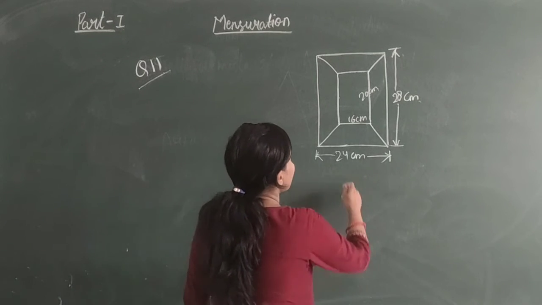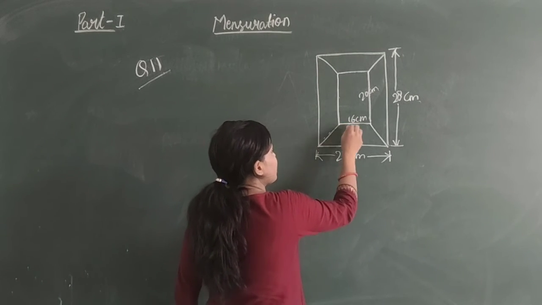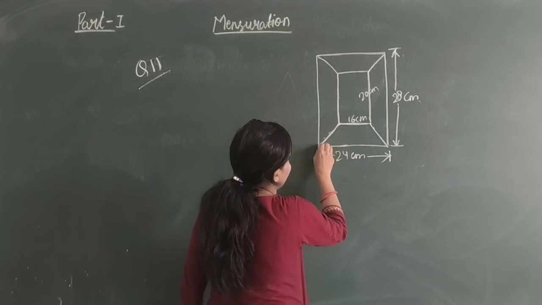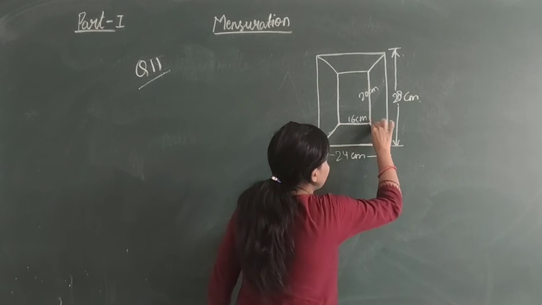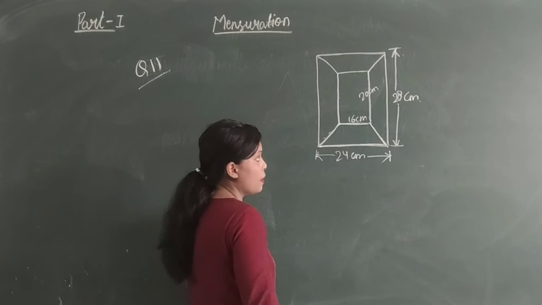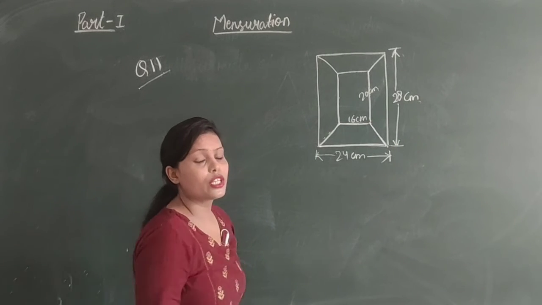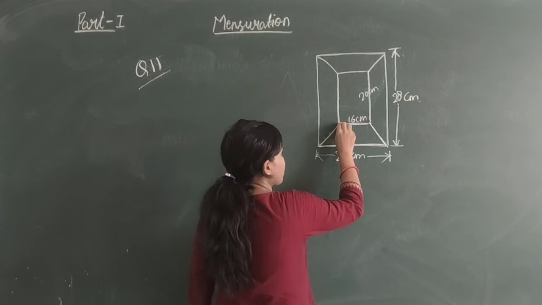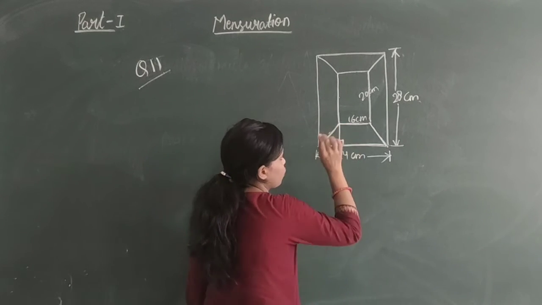Okay. So if we join these, what does it form? This is forming a trapezium, right? But for the trapezium, we need to find out the height also. So we should know this height also.